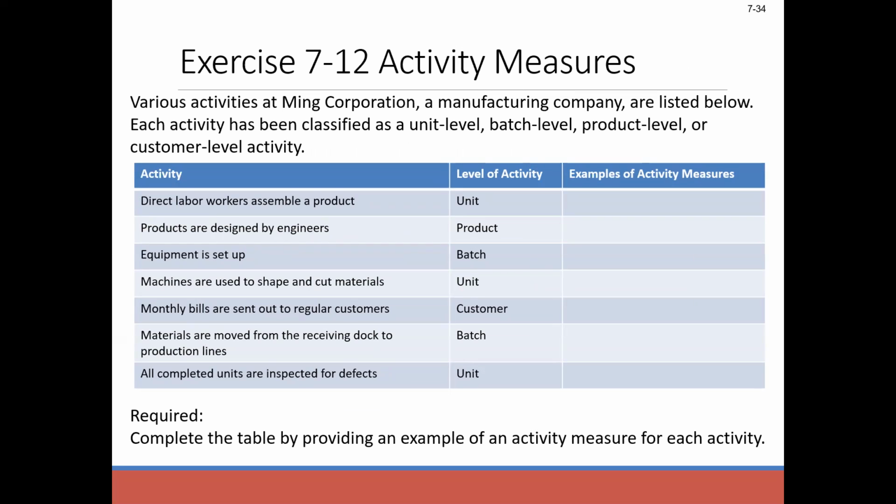So various activities at Ming Corporation, a manufacturing company, are listed below. Each activity has been classified as a unit level, batch level, product level, or customer level activity. So what we're going to do is finish this table by providing an example of an activity measure for each activity.